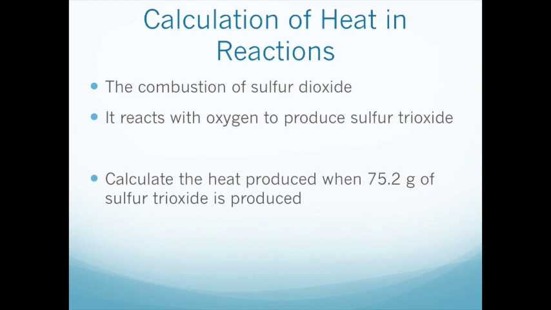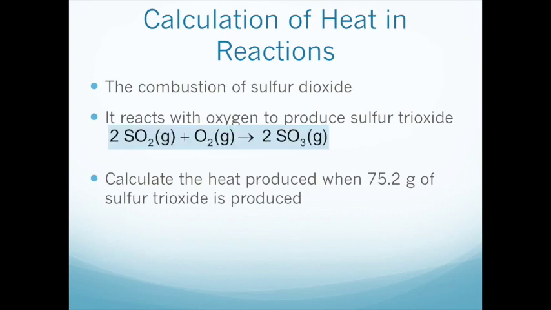Now we're going to do an example. So sulfur dioxide reacts with oxygen in a combustion reaction to produce sulfur trioxide. Calculate the heat produced when 75.2 grams of sulfur trioxide is produced. So for this, you need to know what the heat of the reaction is, which will be given. We have two SO2 molecules plus one O2 molecule yields two SO3 molecules. And the heat of this reaction is minus 99.1 kilojoules, which means that it releases 99.1 kilojoules of heat.